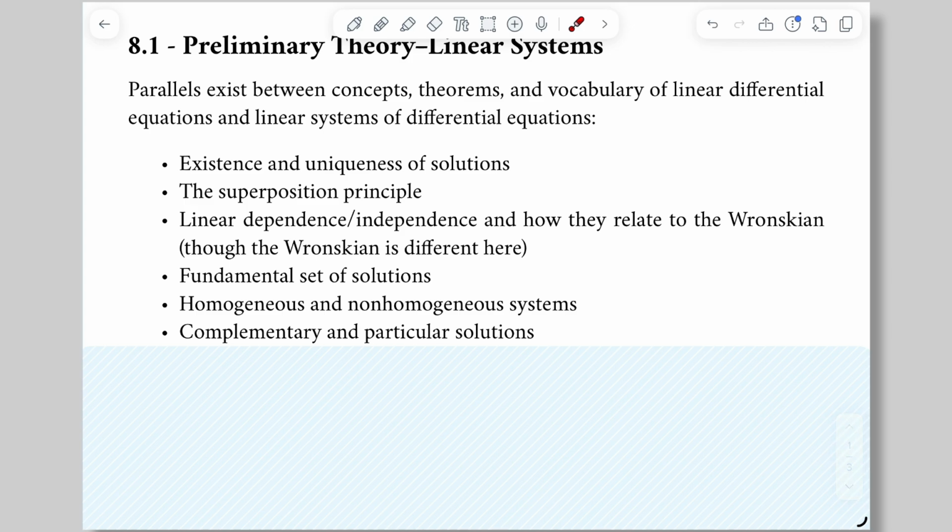Before I get into anything with the matrices, I just want to remind us of some of the vocabulary that we saw with linear equations, because there are parallels with linear systems, such as existence and uniqueness of solutions, the superposition principle, linear independence and dependence, and how they relate to the Wronskian, but we're going to see a different form of a Wronskian here, the idea of a fundamental set of solutions, homogeneous and non-homogeneous systems, and complementary and particular solutions, where complementary solutions relate to a homogeneous system and a particular solution exists for a system that's non-homogeneous.